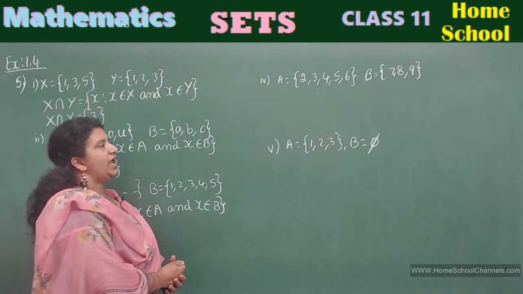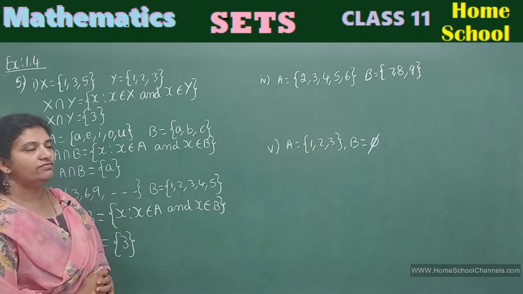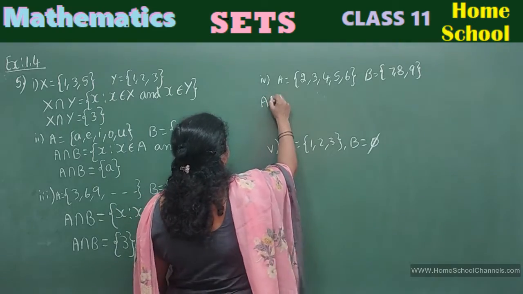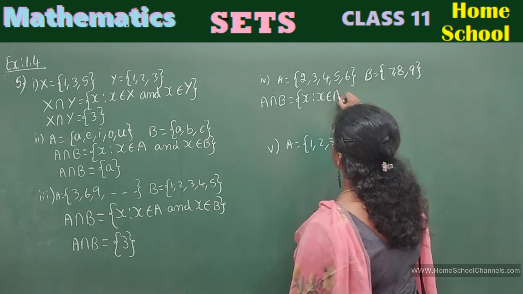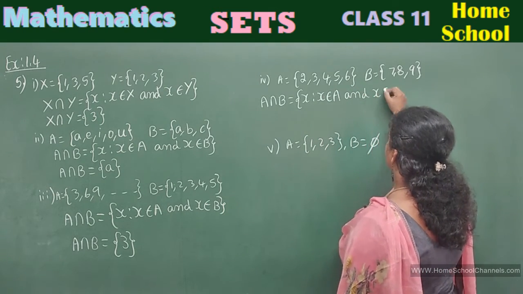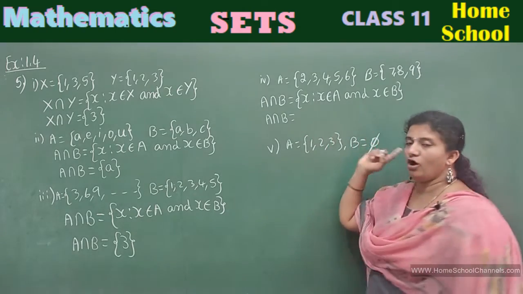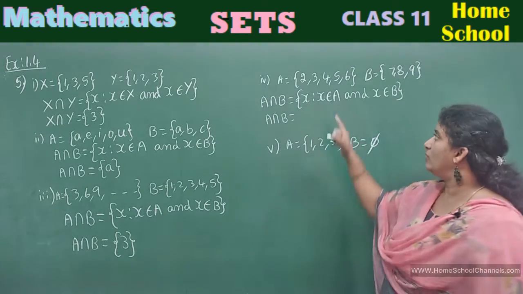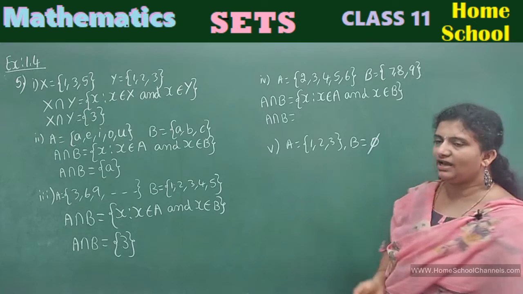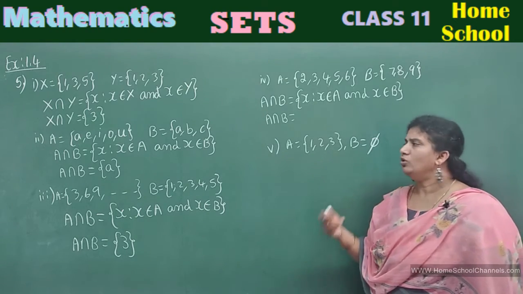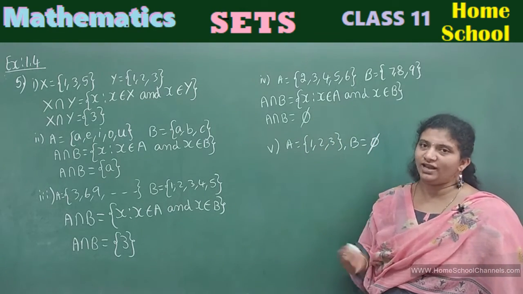So, next one. A is equal to 2, 3, 4, 5, 6. B is equal to 7, 8, 9. Find the intersection. A intersection B is equal to the set of all x such that x belongs to A and x belongs to B. It is the set of common elements in both the sets. What are the common elements? Here you have 2, 3, 4, 5, 6 and here you have 7, 8, 9. Do you have any common element? No. You can just go with the null set. Therefore, A intersection B is equal to the null set.